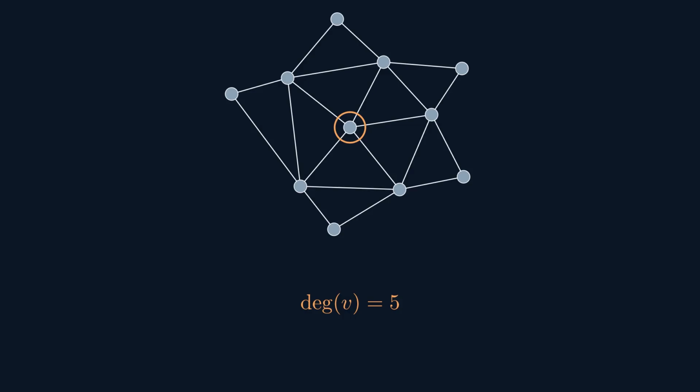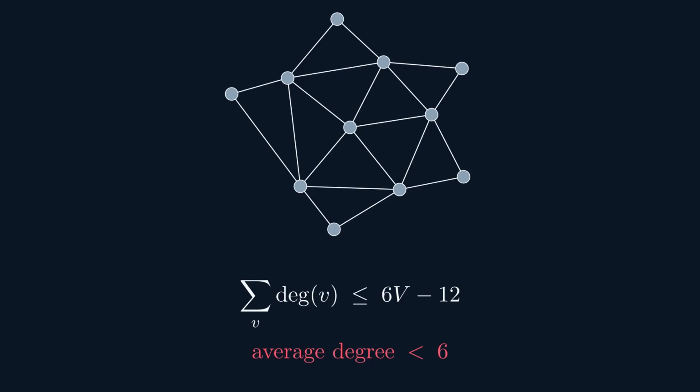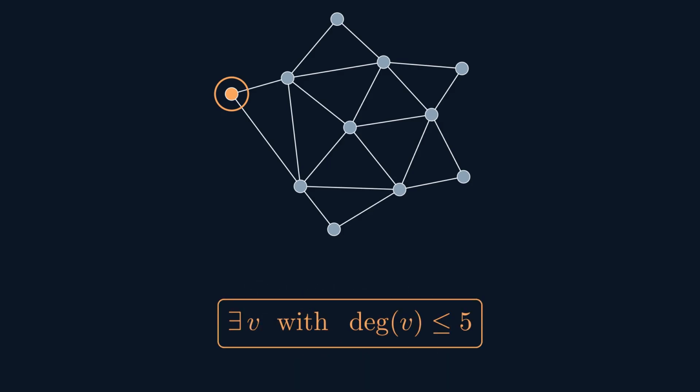Now turn that bound into a fact about the dots. The degree of a dot is how many lines touch it. If you add up degrees across every dot, every line gets counted twice, once for each endpoint, so the sum of degrees equals 2E. And since E is at most 3V minus 6, the sum of degrees is at most 6V minus 12. The average degree then is less than 6. If the average is less than 6, at least one dot has degree 5 or smaller. Always. Every planar graph has a vertex with at most 5 neighbors.